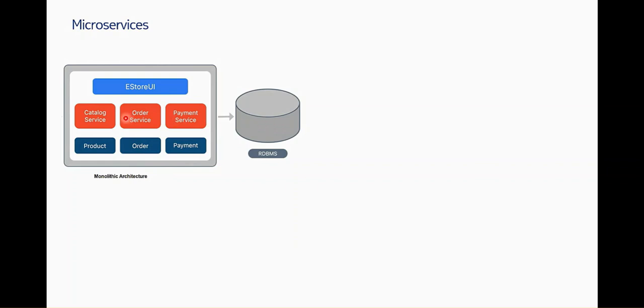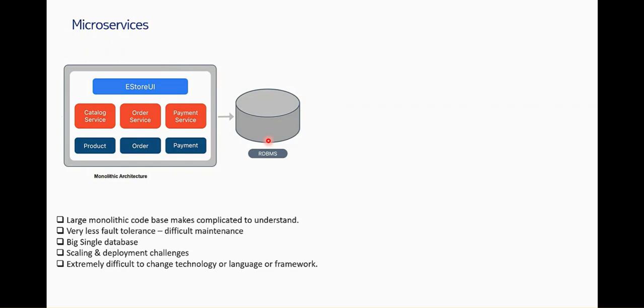Here you can see every component, product, order, payment, and the UI is a part of a single code, okay? And you have a single database. This is called monolithic architecture, or old-fashioned architecture used in earlier times. We still have some applications like this, unfortunately, but this is called monolithic architecture. Why monolithic? Because you have a single code, which makes it complicated to understand.